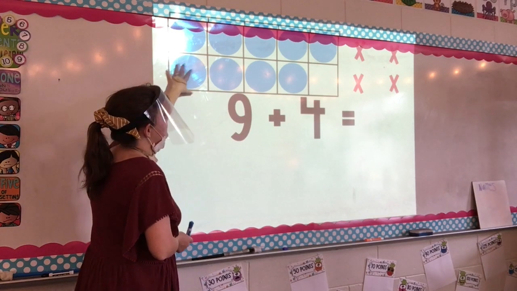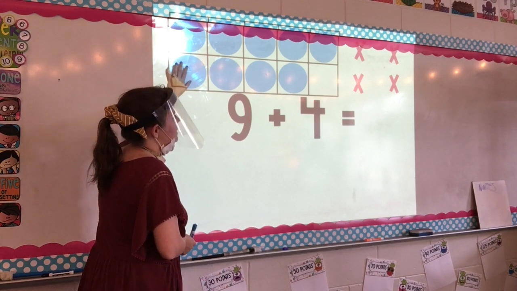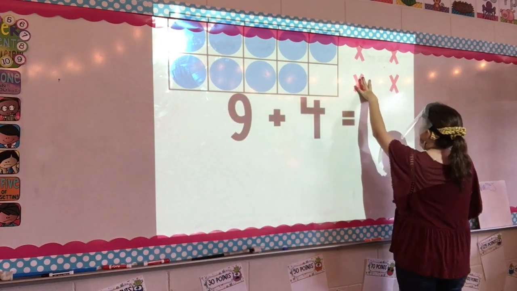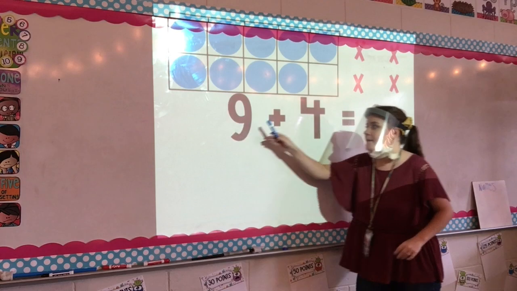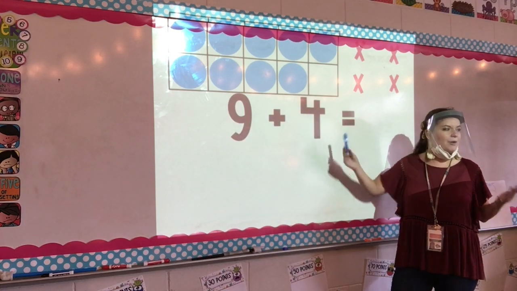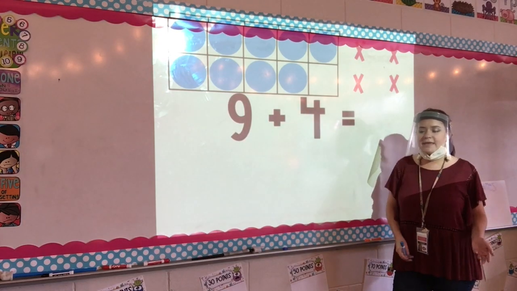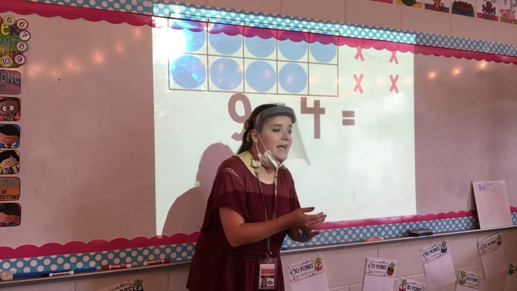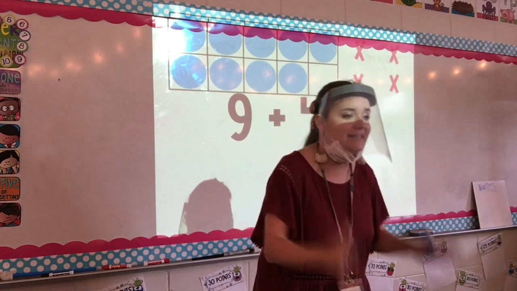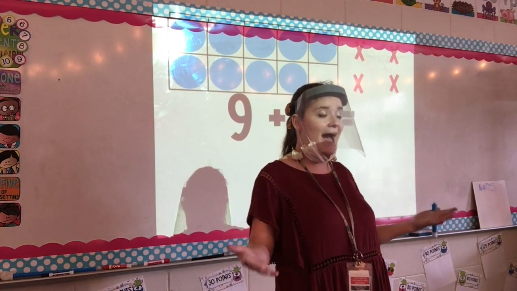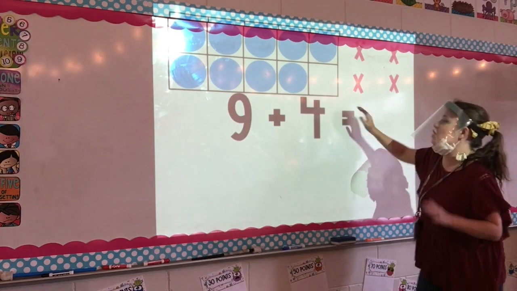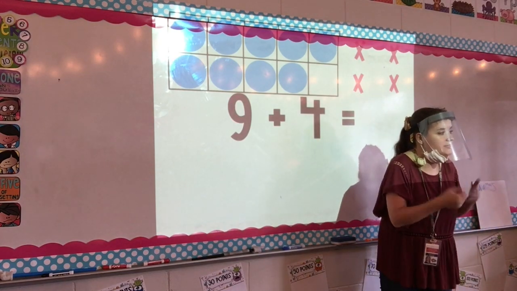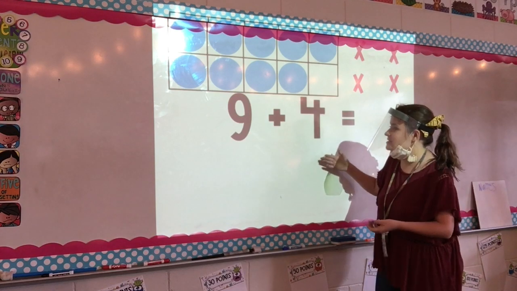I have 9 circles, 9 in my 10 frame, and I'm wanting to add 4 X's. So the problem is 9 plus 4. I want to know what 9 plus 4 is. Take a look at this strategy. You can use your number friends to 10 to help you add numbers. So if I start with 9, I can use my number pairs to 10 to help me solve this problem.